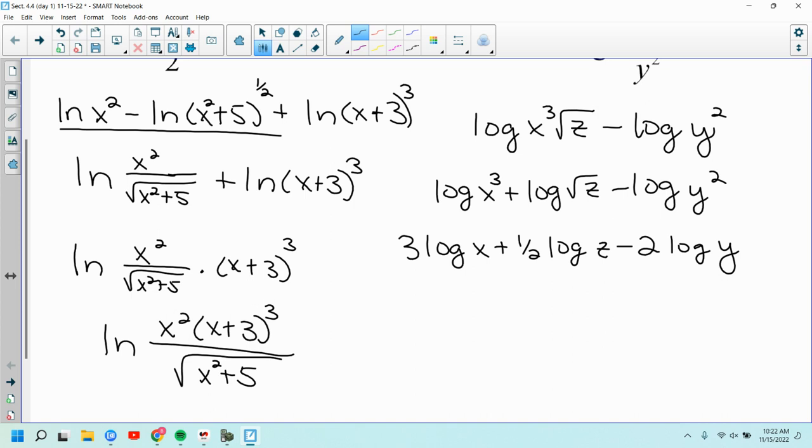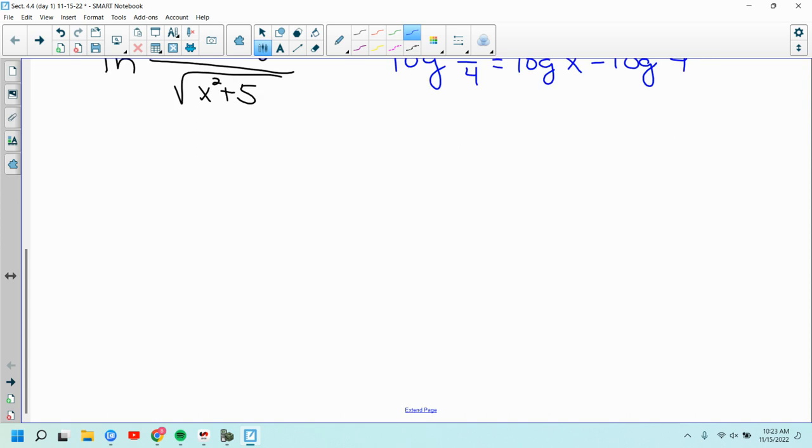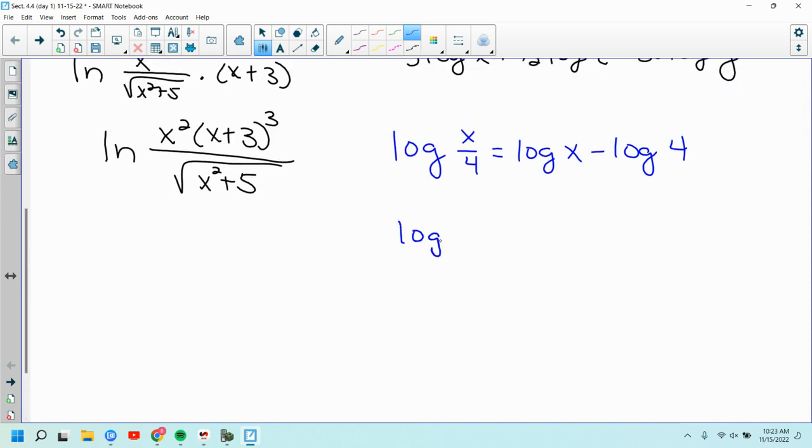Hey, one big thing that you got to watch. It'll come up a little bit later on. That tends to show up. The log of x over 4 can be written as the log of x minus the log of 4, right? When you take the log of a quotient, you can write it as a subtraction problem. However, if you have, say, the log of 10 over the log of 7, you cannot write that as a minus problem, subtraction problem. It has to be a single log of a quotient.